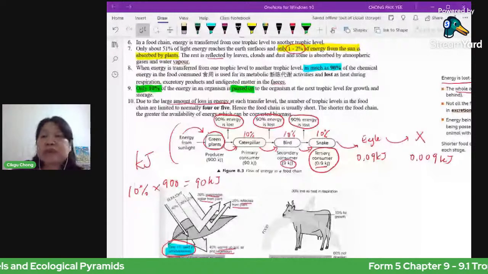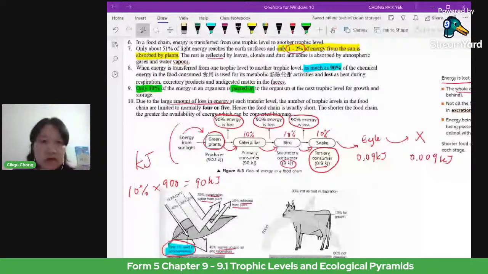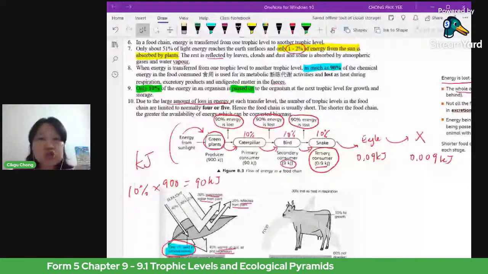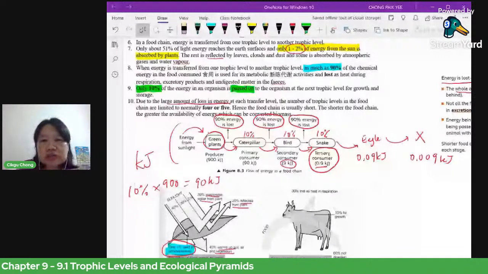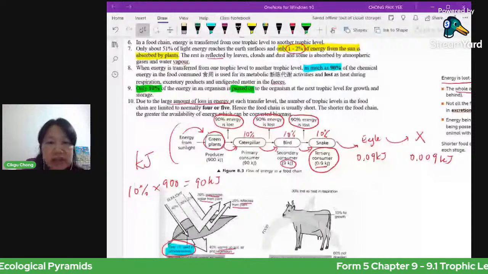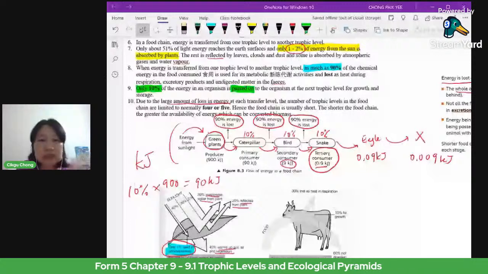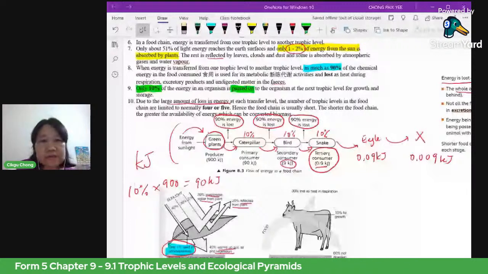So usually you do not have anything higher than 5 trophic levels. The shorter the food chain, the greater the availability of energy. So the energy that is available is greater, and it's easier to get the energy. Understand? All right, so this is what I want to tell you.